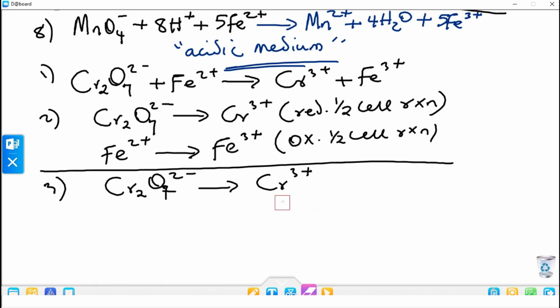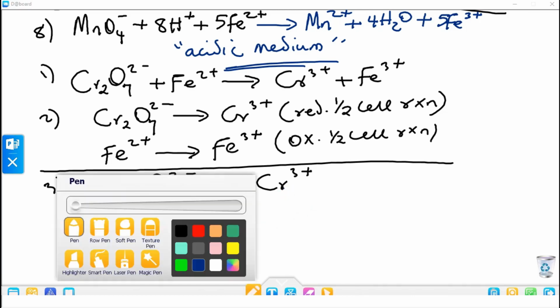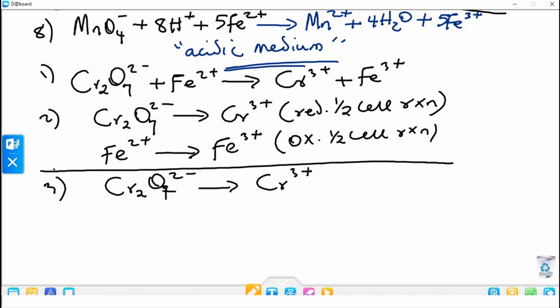We don't balance equations using subscripts, whether in the normal balancing of equations or in balancing of redox reactions. So we have to balance our chromium by adding 2 as a coefficient in front of chromium. So we can see now that we have balanced chromium.